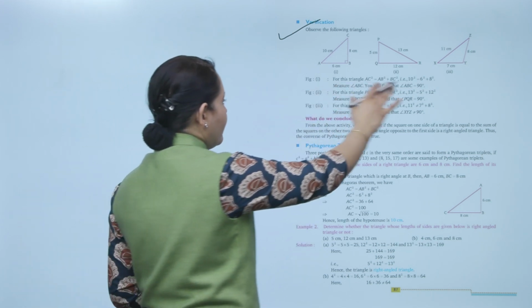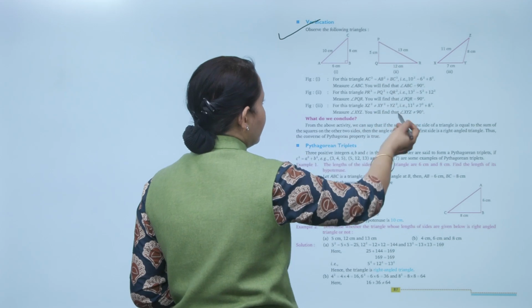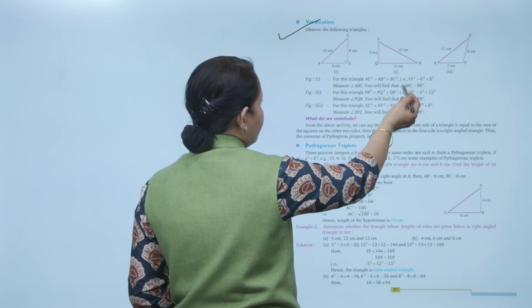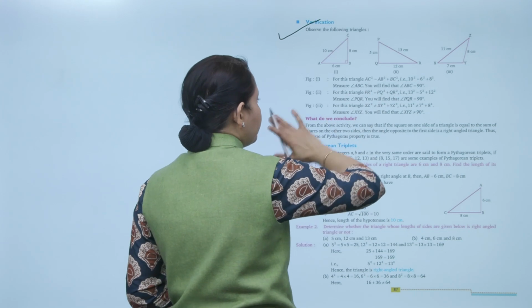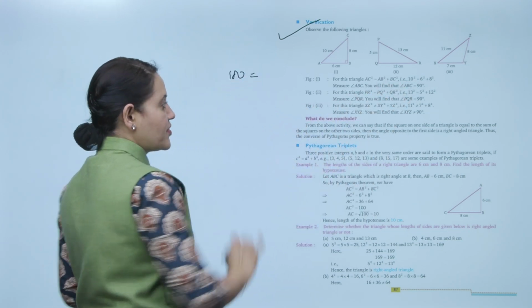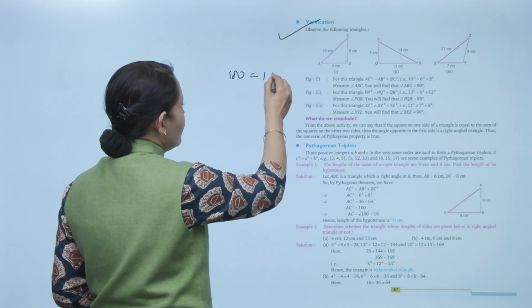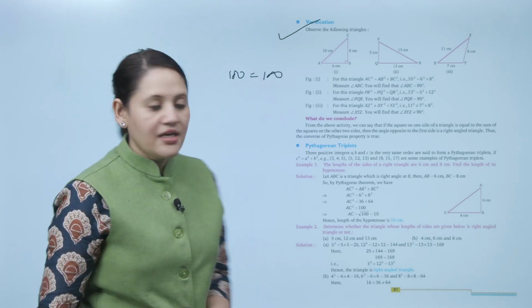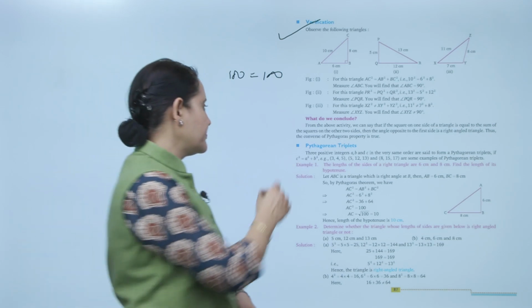Same we will find out for the other triangles like here. This will be 10 square, 6 square plus 8 square. So what value will come here? 10 square is 100, 6 square is 36 plus 8 square is 64, that is equal to 100. Clear? So what do you conclude?